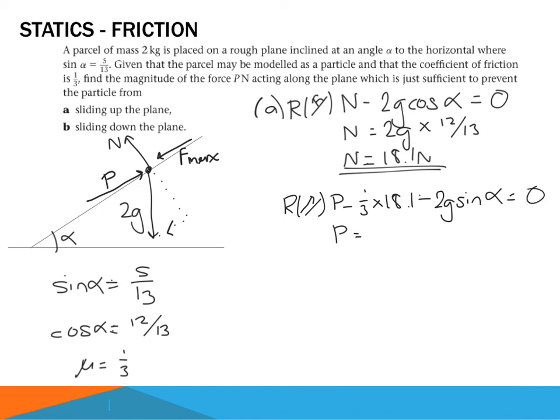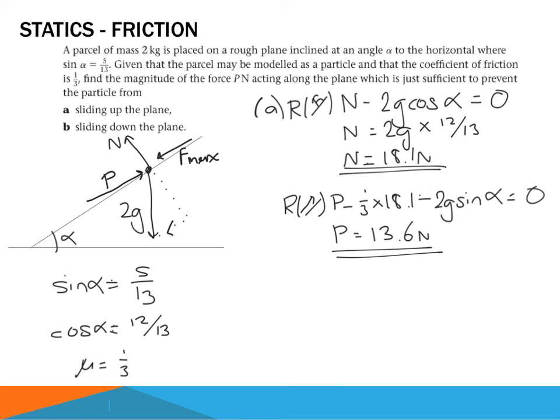So we can then just rearrange that to make P the subject, which gives us 13.6 newtons, and obviously I've used the fact that I've got sine alpha here, and I know that sine alpha is 5 over 13. Okay, so that's that case.